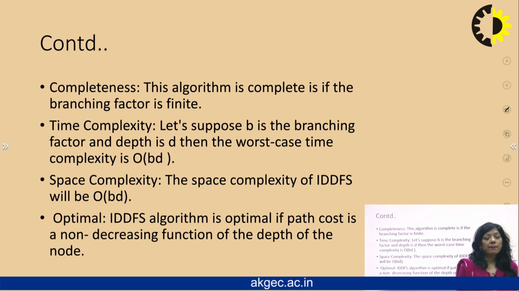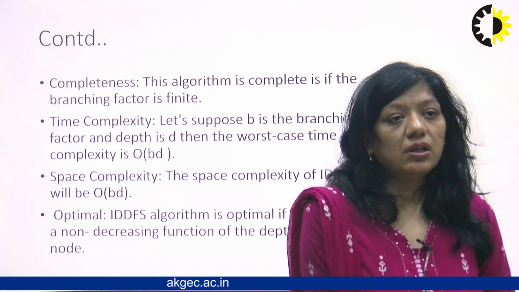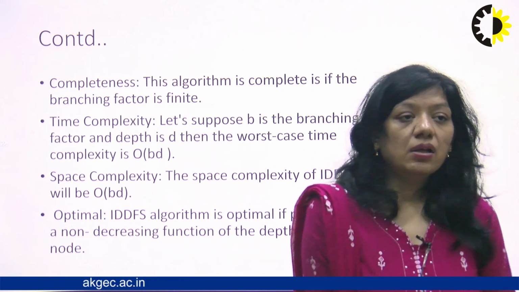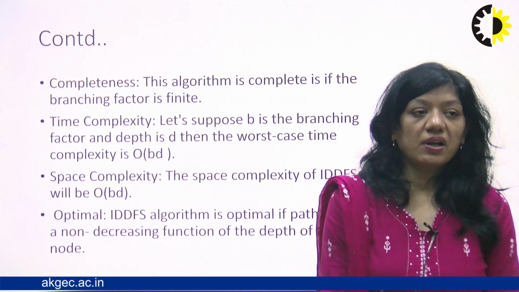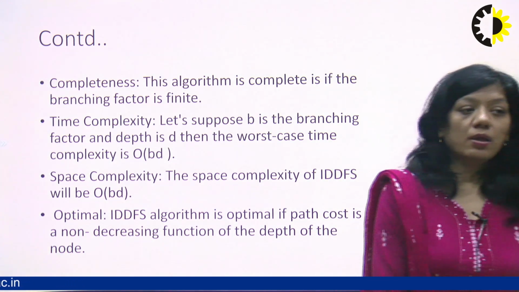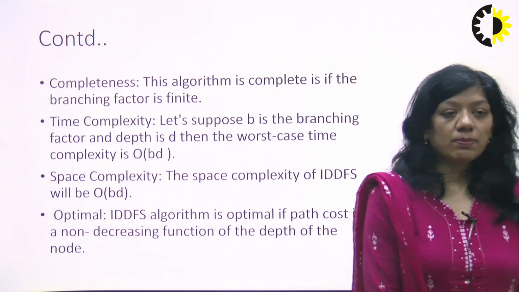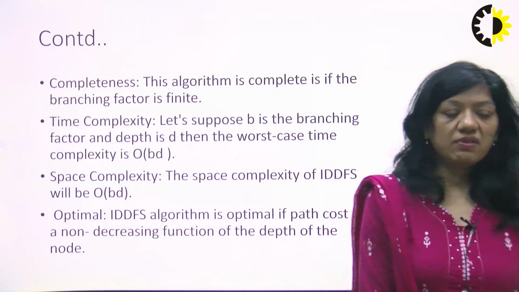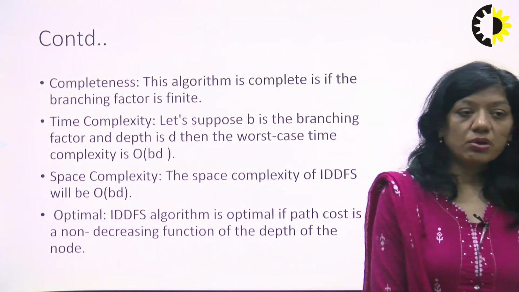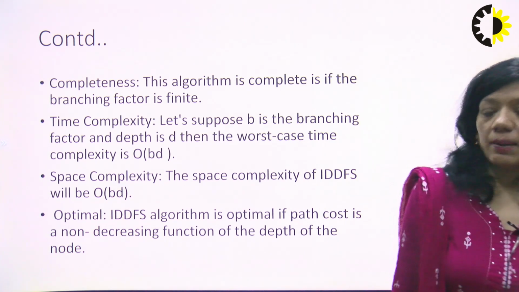Completeness: the algorithm is complete if the branching factor is finite. Time complexity: let us suppose b is the branching factor and depth is d, then the time complexity is O(b^d). Space complexity: the space complexity of iterative deepening depth first search will be O(b×d). Optimality: again, the IDDFS algorithm is optimal if path cost is a non-decreasing function of the depth of the node.